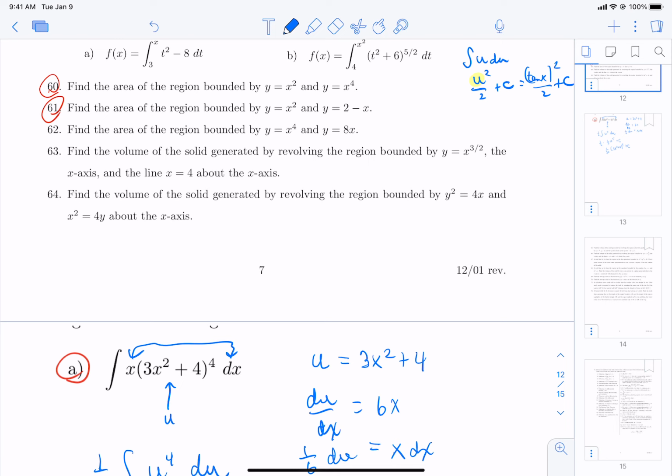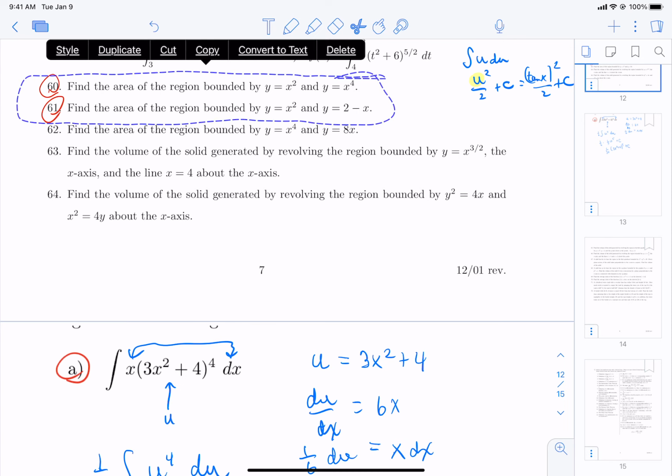And then I'll let you study a little bit. And then when we have our Google Meet, I think I'm going to do a few more. I think I'll do one volume and one average value. I don't know. I'll look and see. Okay. So let's do 60 and 61. Let's do the areas and then we'll stop for today.